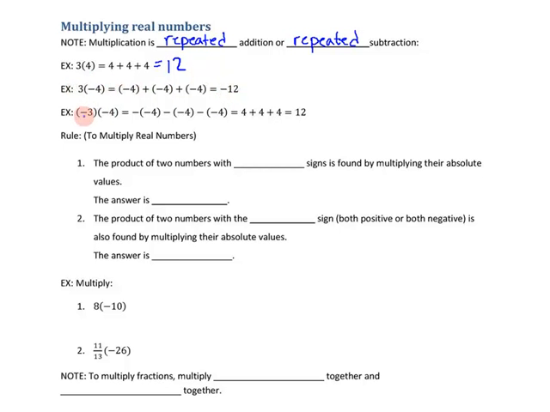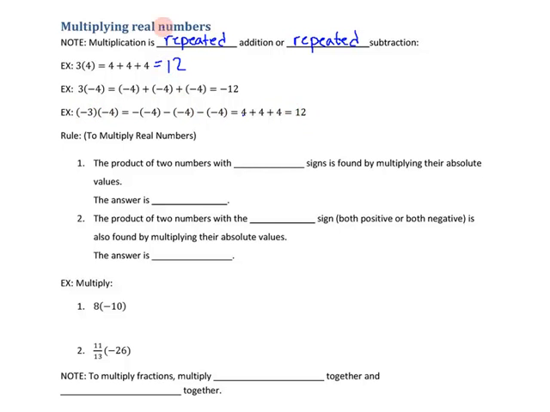Now, if I take negative 3 times negative 4, that doesn't mean add them together 3 times. That means subtract them 3 times. So take a minus 4, minus a minus 4, minus a minus 4. We did that 3 times. So that's actually minus a minus makes positive. So 4 plus 4 plus 4 gives me positive 12. That is why a negative times a negative gives me a positive.